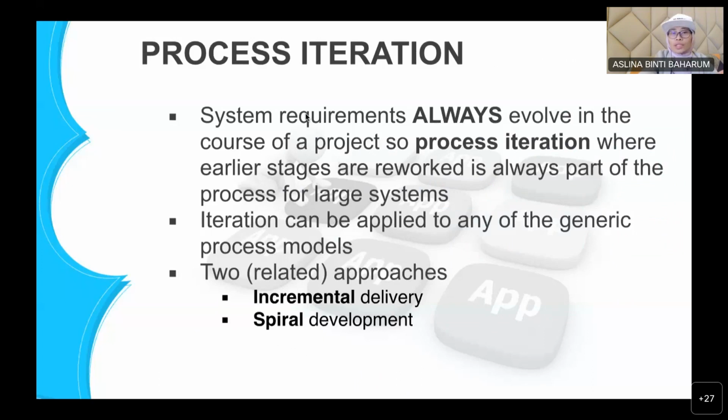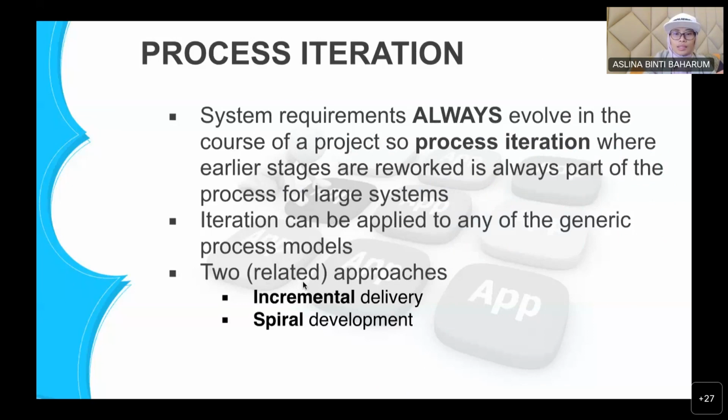So evolution is also an iteration process. System requirements always evolve in the course of a project. So process iteration, that's why it's called iteration. It evolves, that's why it can go back, forward, backward. Iteration can apply to any of the generic process models.